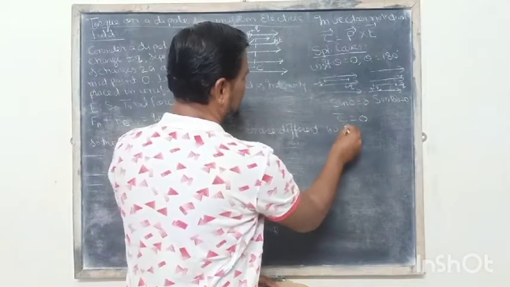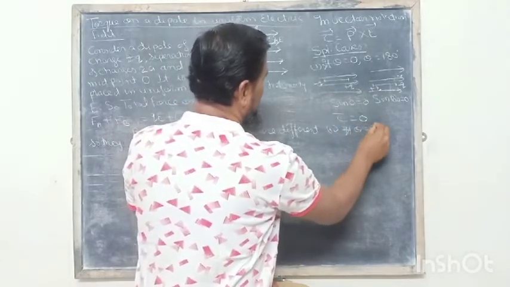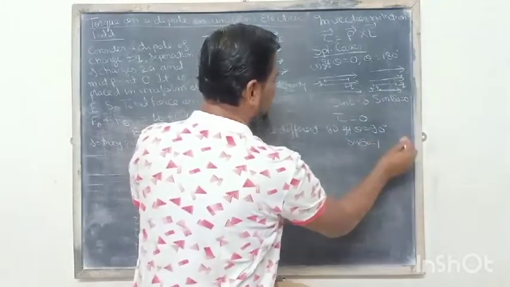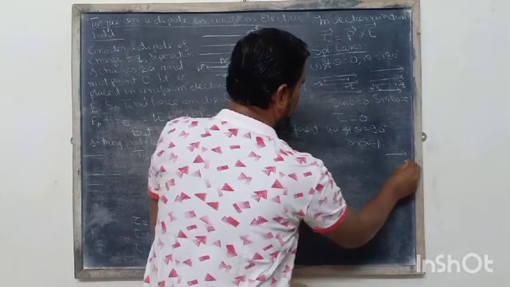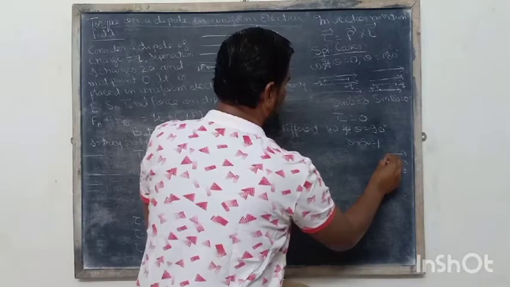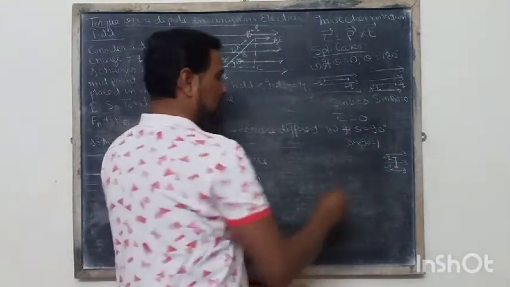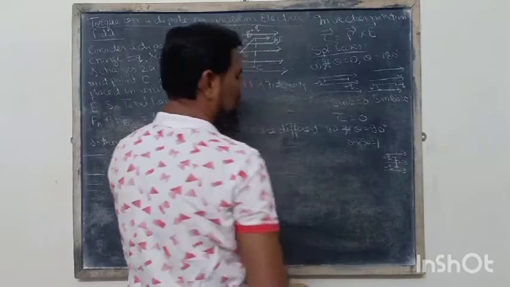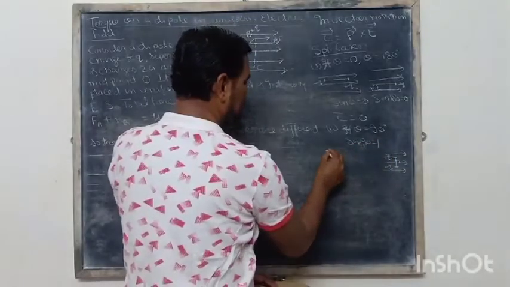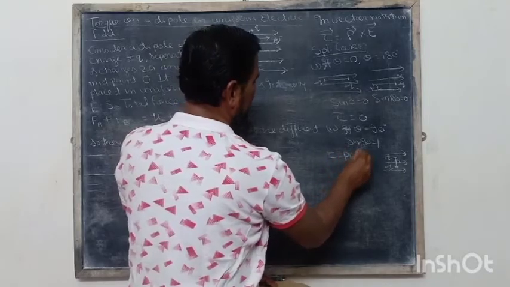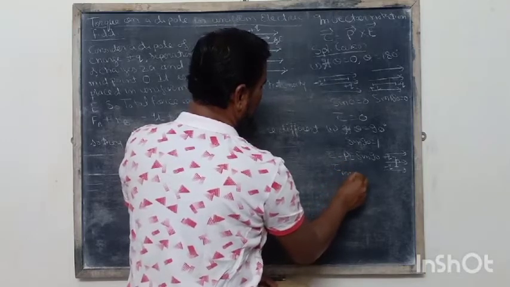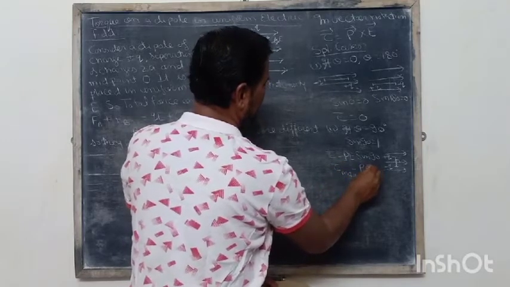For the second case, if theta is equal to 90, then sin 90 is equal to 1. The electric lines of force are like this, and the dipole is like this, minus q to plus q. In this case the dipole is perpendicular to the electric field, theta is equal to 90, sin 90 is equal to 1. So torque is equal to PE sin 90. The torque will be maximum and it will be equal to PE.